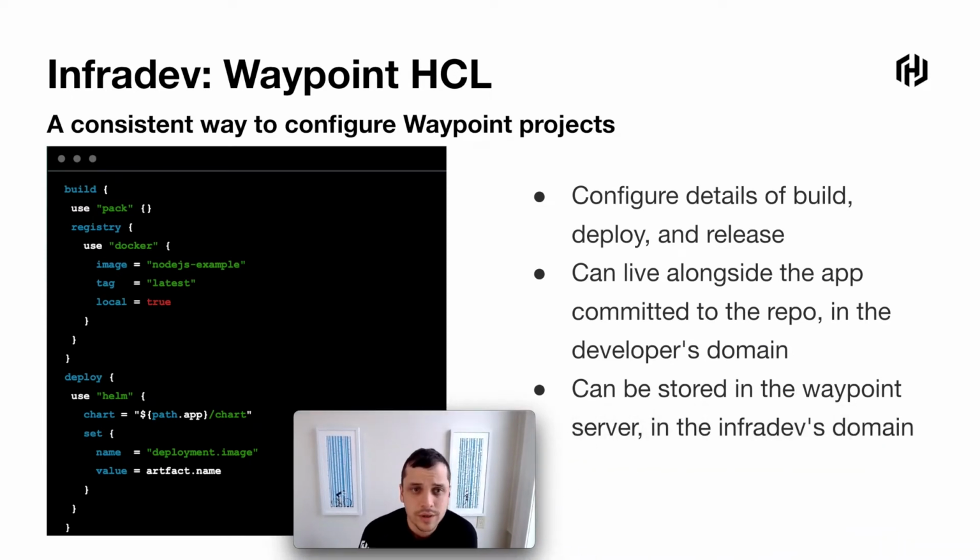Every app in Waypoint gets its own Waypoint HCL file, which can give you the flexibility to have different infrastructure behavior per app, if that's what you need. Where does this file live? It depends on the org. For some orgs, they prefer this file to be primarily owned by the app developers. And for them, they can commit this file directly to the app repo and Waypoint will read it from there.